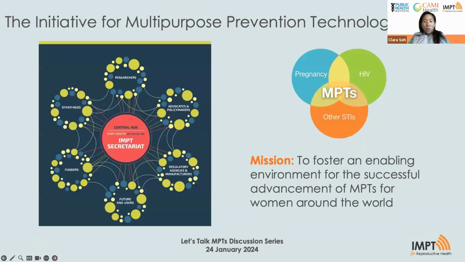Thank you. So, I hope and believe that many people are familiar with MPTs, but if you're not, I just wanted to briefly mention that this is the acronym for multi-purpose prevention technologies. These products aim to combine contraceptives with anti-HIV or other STI preventatives. So again, I think I mentioned that CAMI Health houses the IMPT Secretariat, and we work to coordinate and serve as a central hub to many MPT-related activities and learnings. Broadly, as you see on this slide, our mission is to foster an enabling environment for the successful advancement of MPTs for women around the world.